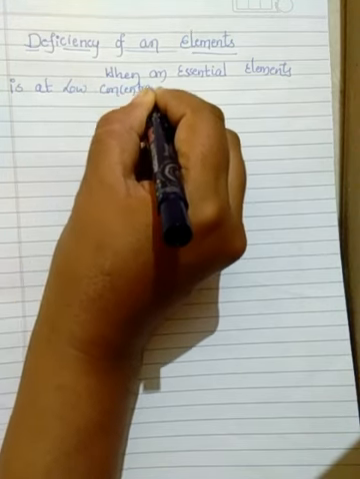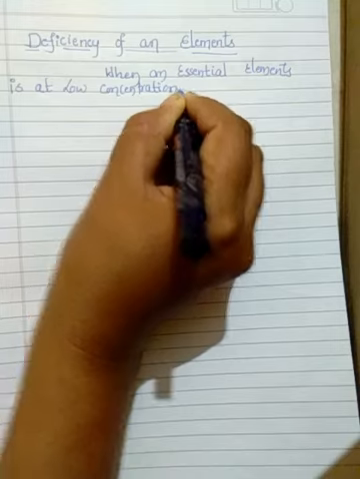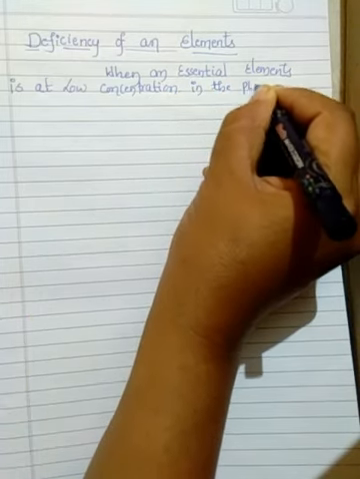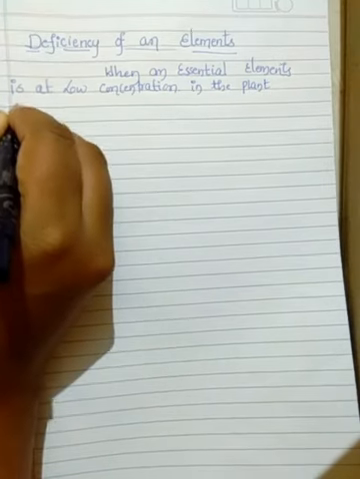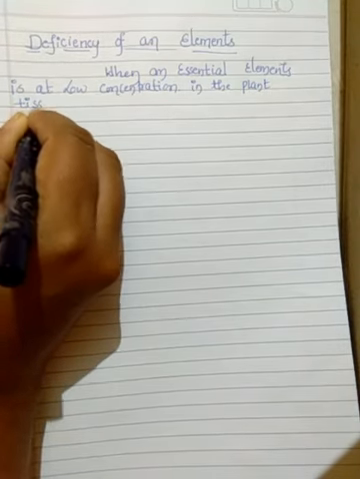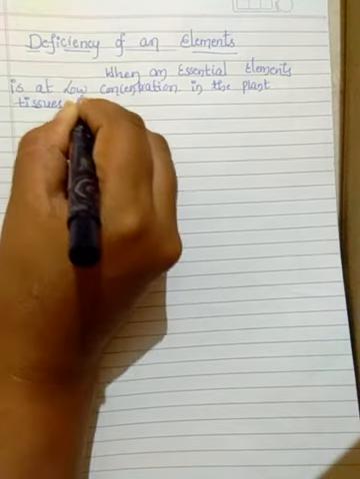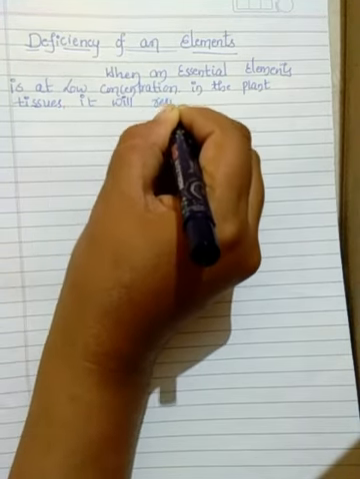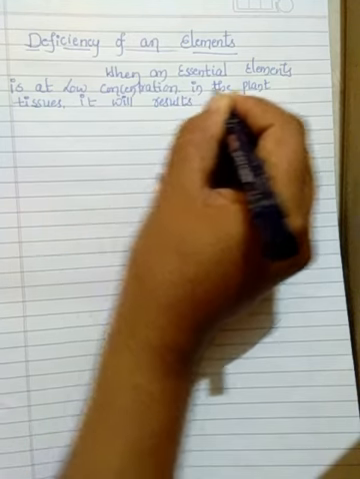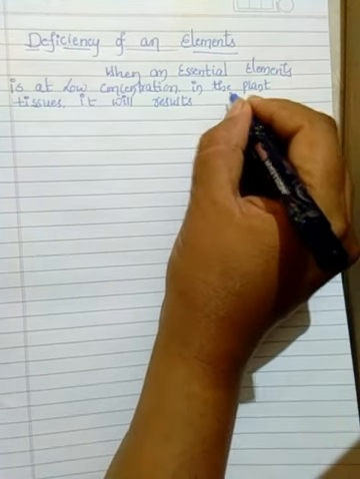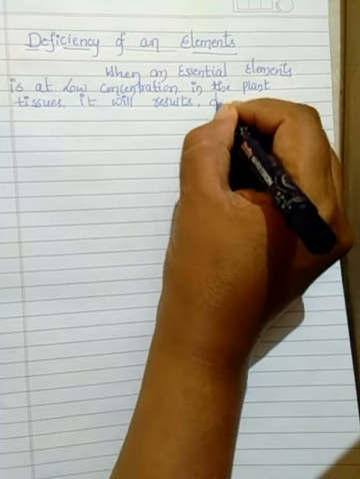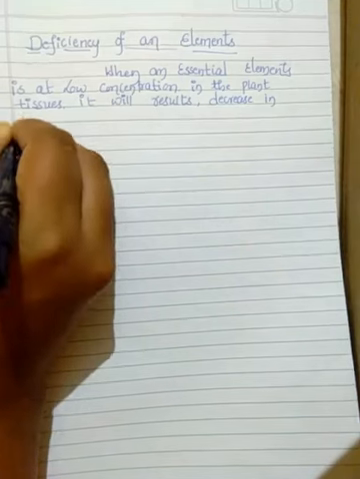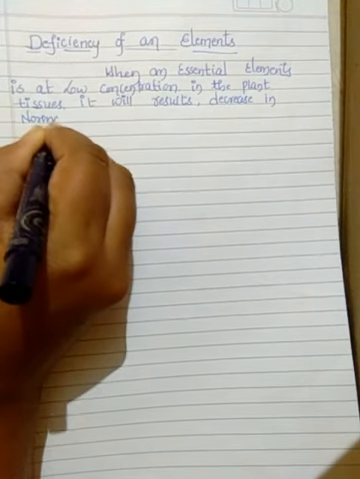When an essential element is at low concentration in the plant tissues, what will happen? It will result in the decrease in the normal growth of plant.